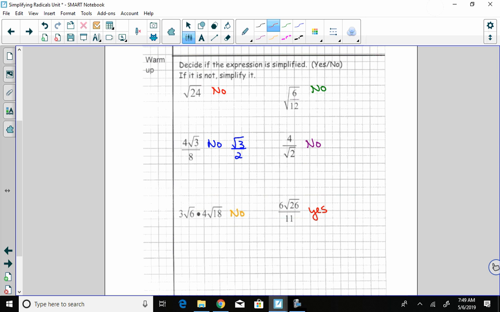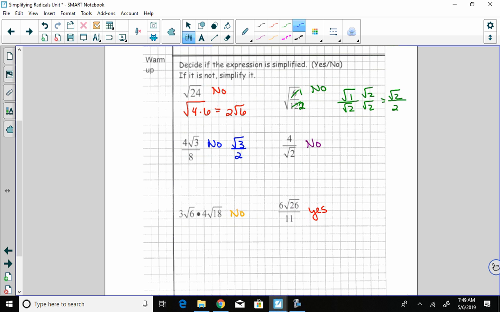All right, so here are my answers. All of them are no except for the very last one. So the first one there should have become the square root of 4 times 6, which becomes 2 root 6. The next one, I reduced the fraction first, and I turned that into 1/2. So I have the square root of 1 over the square root of 2, but that's illegal. So the square root of 2 over the square root of 2 gives me the square root of 2 over 2.